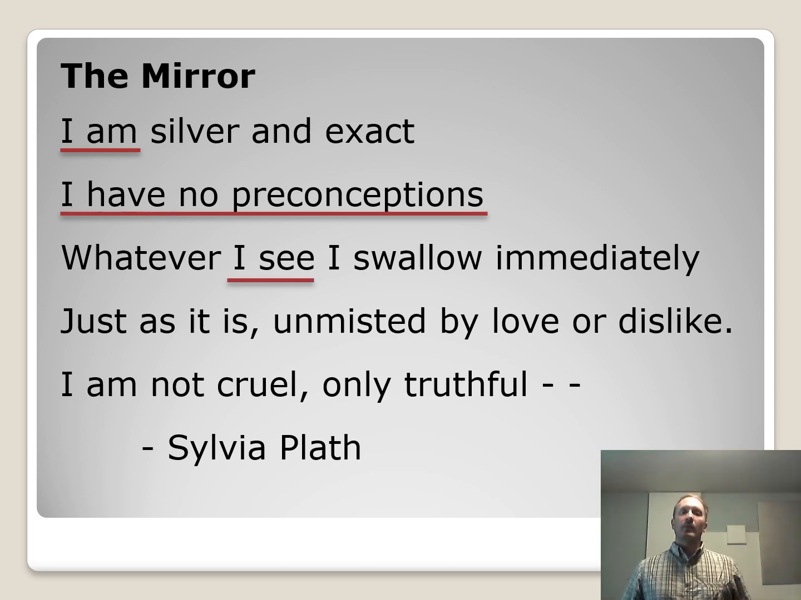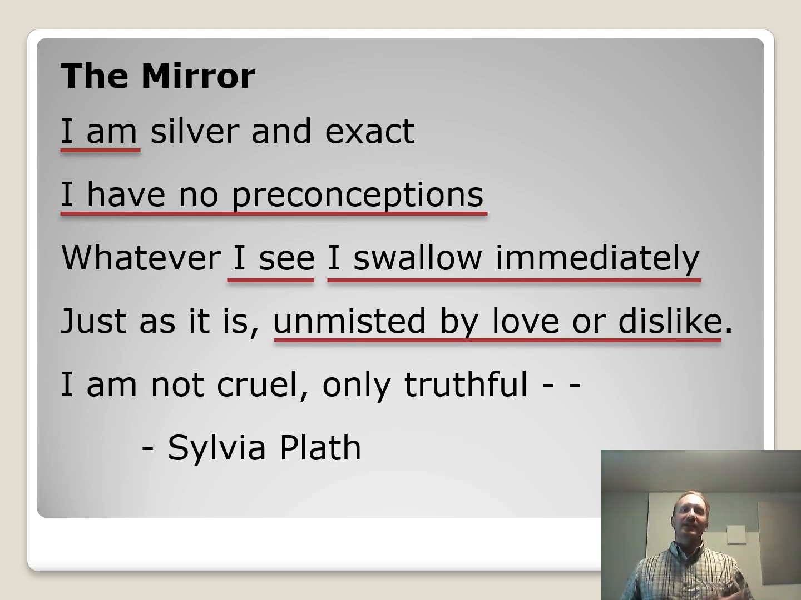Line 3, whatever I see. So seeing, I know lots of things see, but since we already know the mirror is being personified, we're going to consider seeing and swallowing immediately as personal actions. Line 4, just as it is doesn't really qualify as what the mirror is doing, but unmisted by love or dislike, these are human qualities, these are human emotions that the mirror is taking on. And then we have the whole last line. The mirror is not cruel, the mirror is only truthful, very human things.